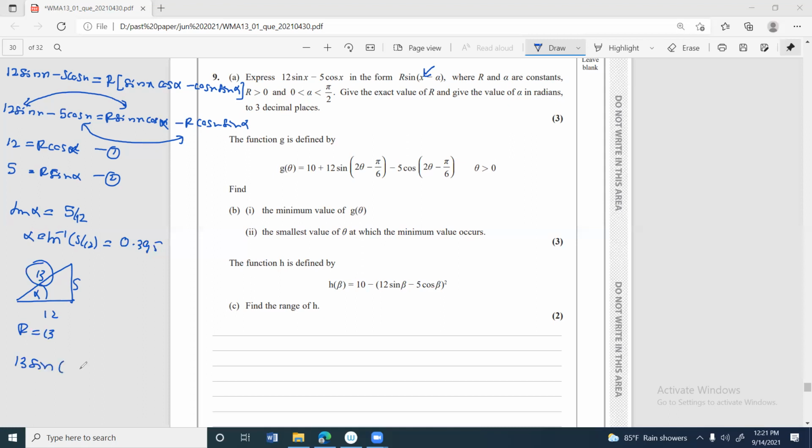Sin x minus alpha is 0.395. That's the answer for this. Right, you can say this is 13 sin x minus 0.395. That is the answer for that. Then, yeah.